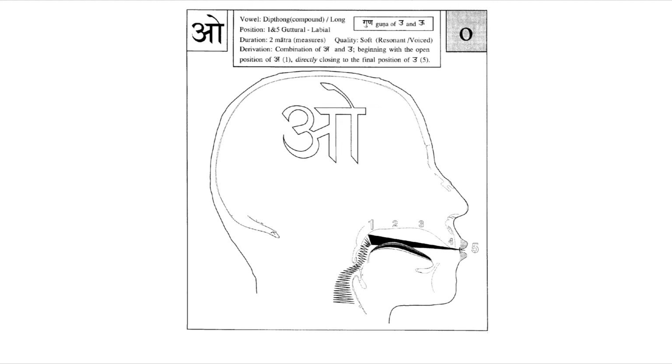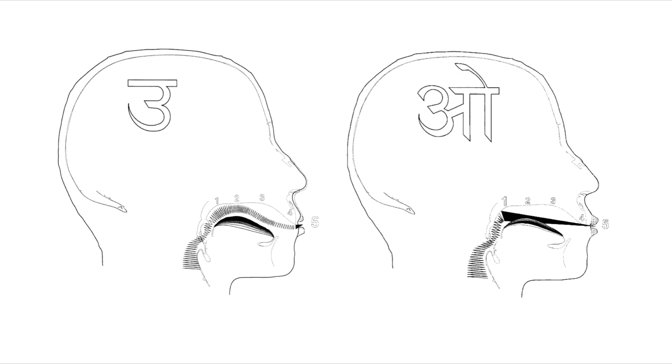O, U. O, U. O, U. U is the final limit of the vowel sound O. What does O have that U does not?